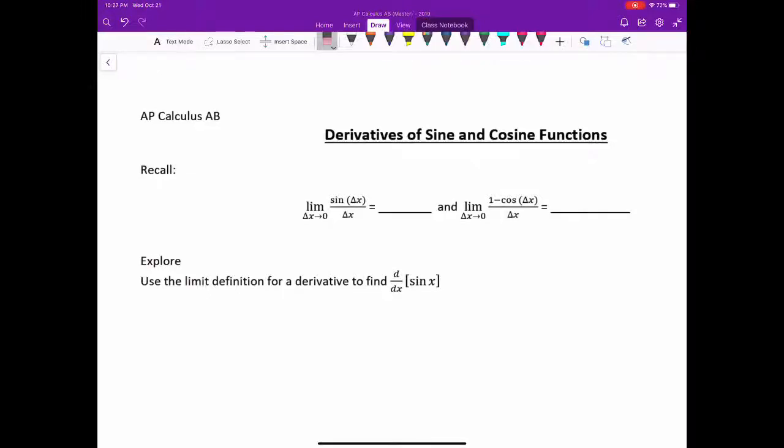So let's see if we can find the derivative of sine and cosine. I'm going to derive it for sine, and then you're going to try and find it for cosine on your own. We have here some reminders.